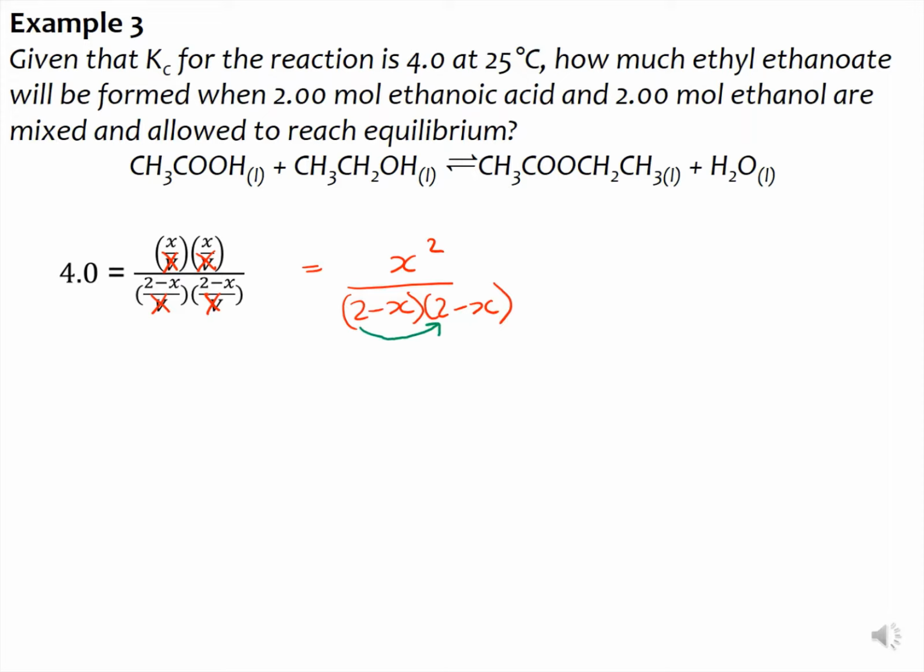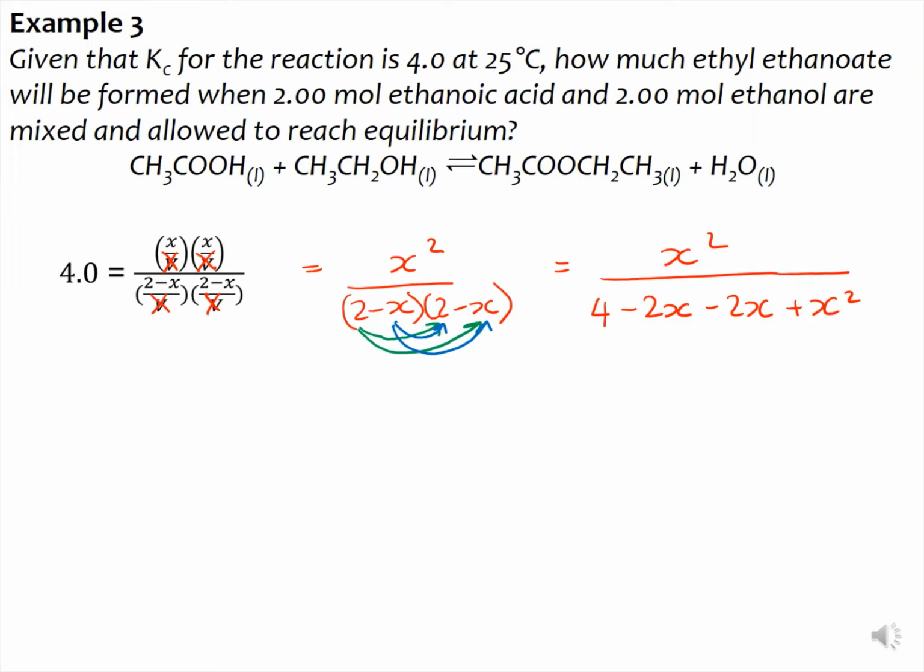We're going to do this business from GCSE, if you remember. So what we're going to end up with is x squared on the top, and on the bottom we have 2 times 2, so we're going to have 4. We have 2 times minus x, so we're going to have minus 2x. And then on the left hand side we have minus x times 2, so we're going to have another minus 2x. And we have minus x times minus x, which is plus x squared.